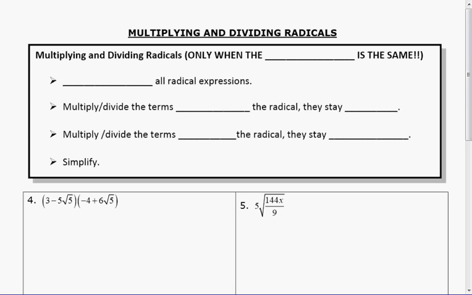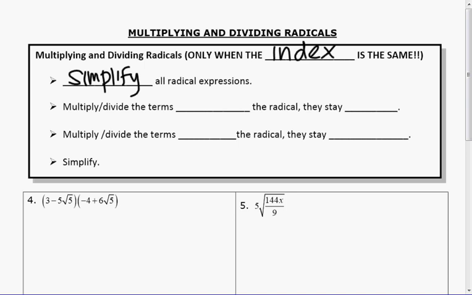All right, so the only time we can multiply and divide radicals is when the index is the same. So if you think back to the adding and subtracting that we just did, the only time we could add and subtract radicals was when the index and the radicand were the same. However, with multiplying and dividing radicals, it's a little bit different, and you can only multiply and divide when the index is the same. Now, the steps that you follow for this is, well, you first simplify all radical expressions. So do that first, and then you're just going to multiply.